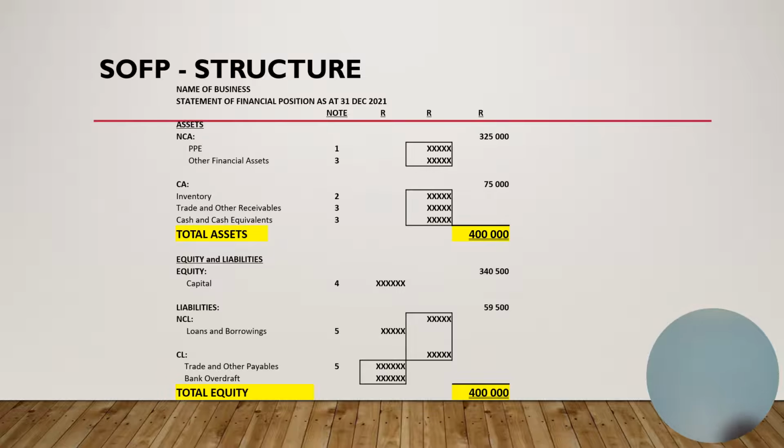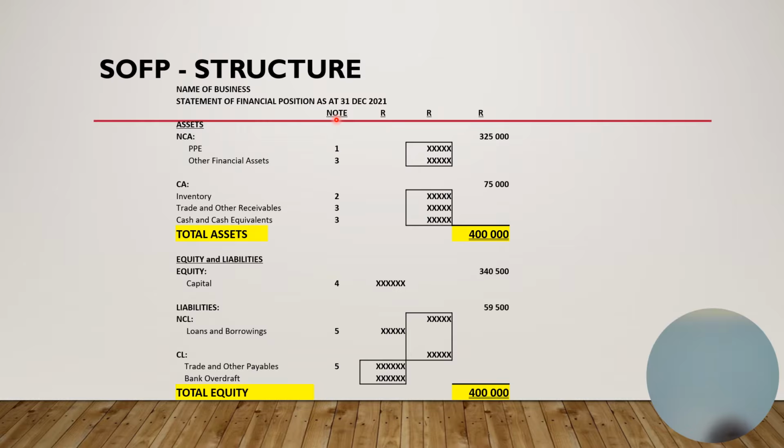Now this is a structure for the statement of financial position. How do we write it? Firstly, you write the name of the business. You write the title, which is Statement of Financial Position as at 31st December 2021, according to our example. And then you start with the assets. Your statement must be structured like this.